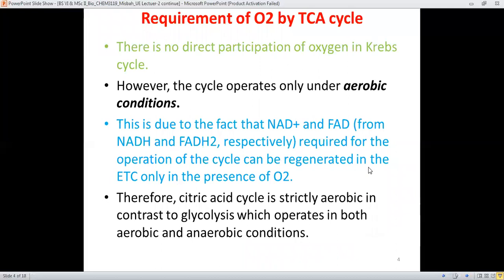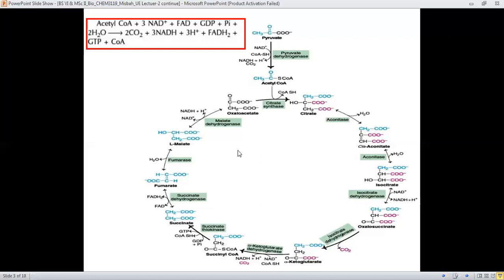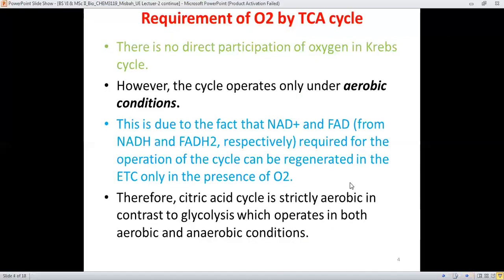There is a question: is there any need or requirement of oxygen by the TCA cycle? Then we will see in the whole cycle that there is no direct involvement of oxygen over here. Then why is oxygen needed by this cycle? The answer is very technical, because there is no direct participation of oxygen in the tricarboxylic acid or the Krebs cycle. However, this cycle only operates whenever there is a sufficient supply of oxygen or the conditions are aerobic ones.